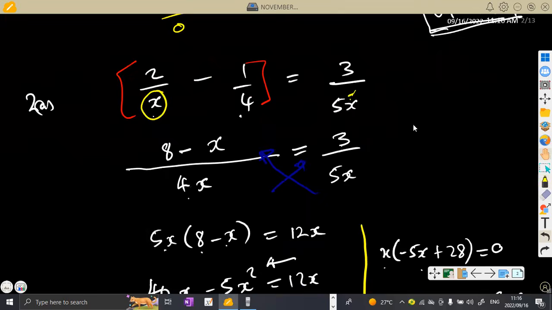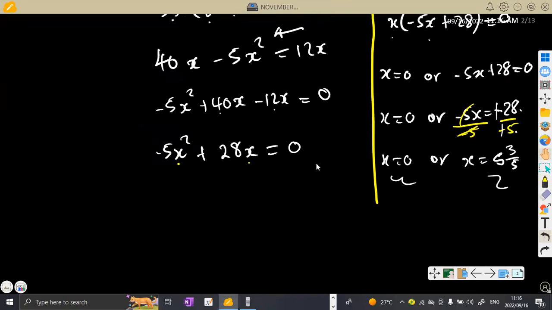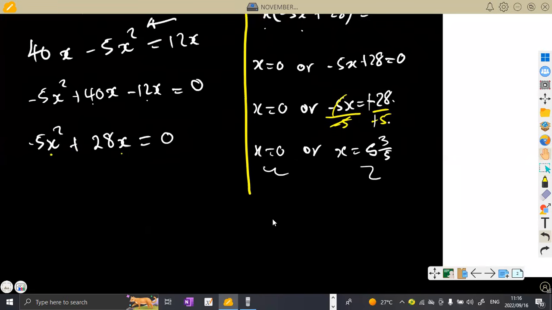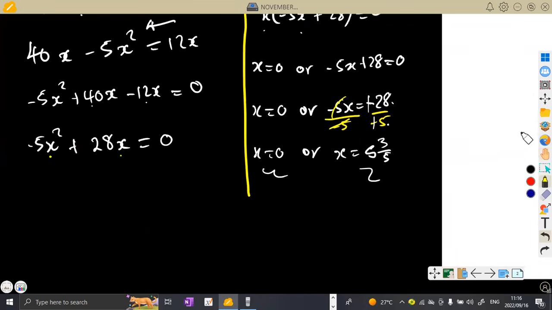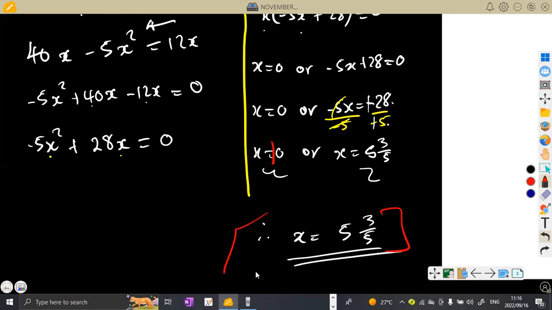So on our answer here, we are therefore concluding to say, therefore, our x is equal to 5 and 3 over 5. x cannot be equal to 0 here. So x can never be equal to 0 because we do not have that in the denominator. Okay, so this was the value of x that we could have determined.